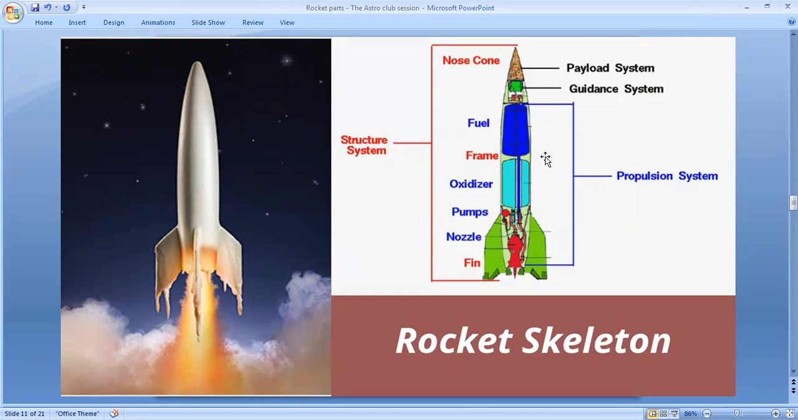So this is the inner structure of a rocket. If you remove the outer layer, inside the rocket, it looks like this. You have different systems. For example, see here, you have the structural system, you have the propulsion system, you have the payload system, and you have the guidance system. And again, all of this comes under the propulsion system: the fuel, the frame, the oxidizer, the pumps, the nozzle, and the fin. So you have different types of systems like this, and this is a rocket skeleton. Now let's learn about each and every system in detail.